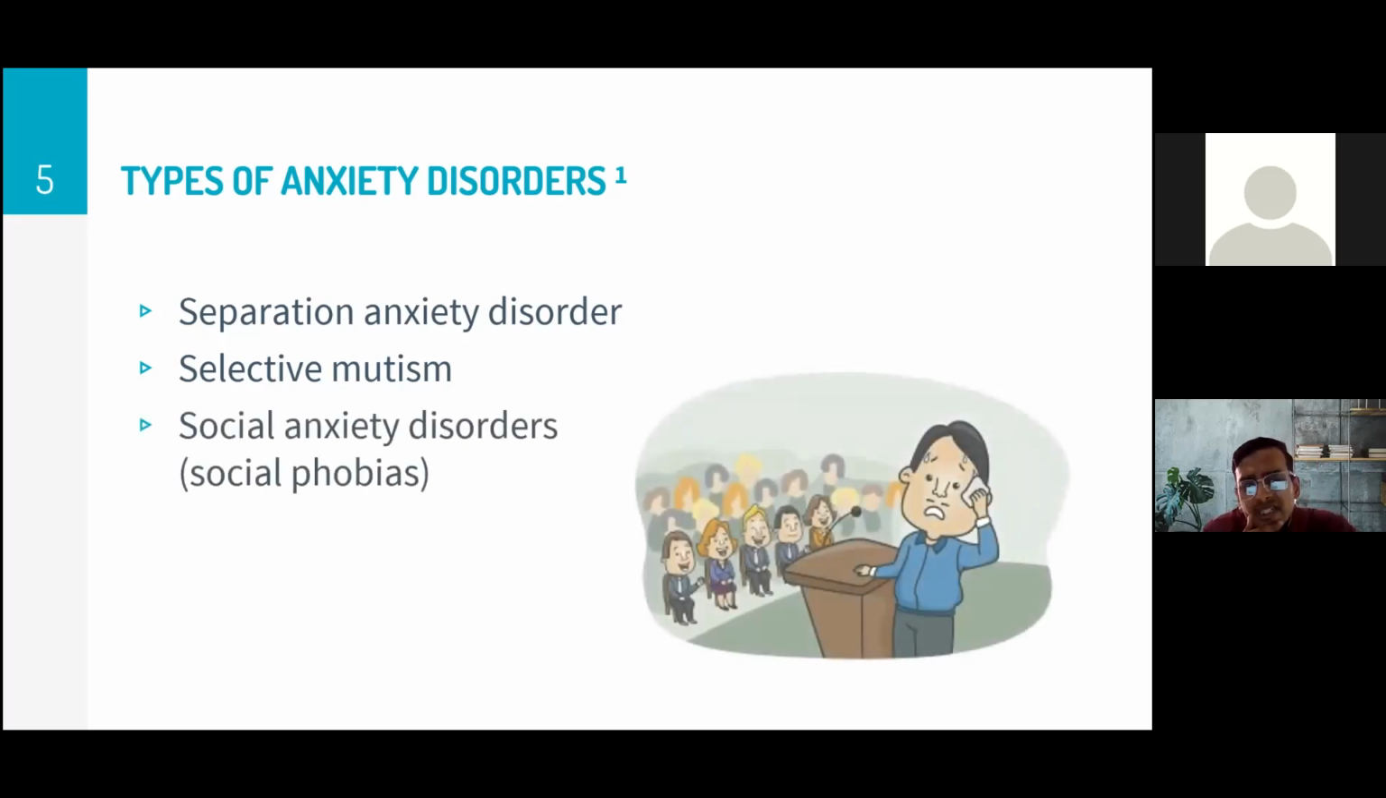Third is social anxiety disorder or social phobia. In this, the person is fearful or anxious about or avoidant of social interactions and situations that involve the possibility of being scrutinized. These circumstances usually are like meeting unfamiliar people, situations where people may be observed eating or drinking, or situations in which the person performs in front of others. All these may be included in social phobia.